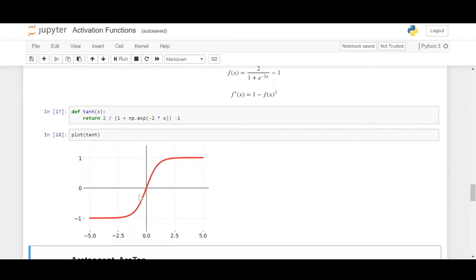Yeah, this is the tanh activation function. So minus 1, 0, plus 1. So this is the range of values, between minus 1 comma plus 1. So this one is the tanh activation function.